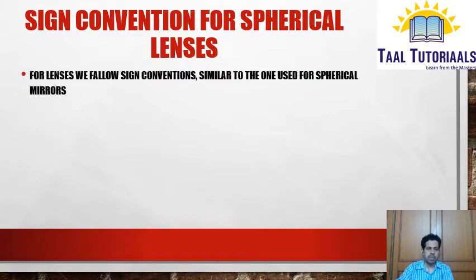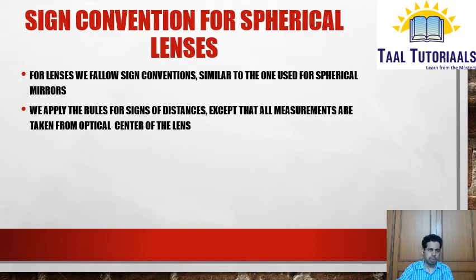For lenses, we follow sign convention similar to the one we used for spherical mirrors. I think you remember whatever sign convention I taught you when I was teaching mirrors. The same sign conventions we are going to follow here also. We apply the rules of sign convention for distances, except that all measurements are taken from the optical center of the lens. In case of mirror, we measured all the distances from the pole of the mirror.